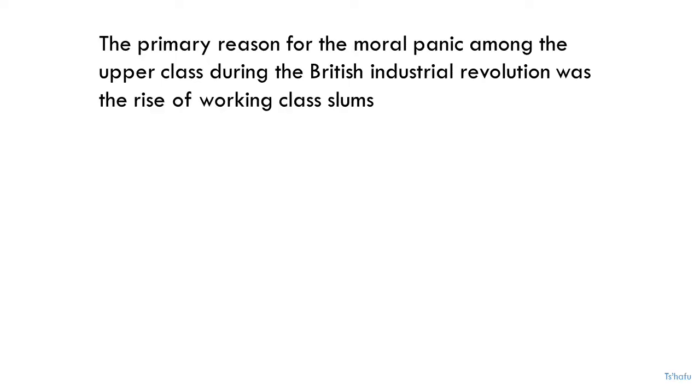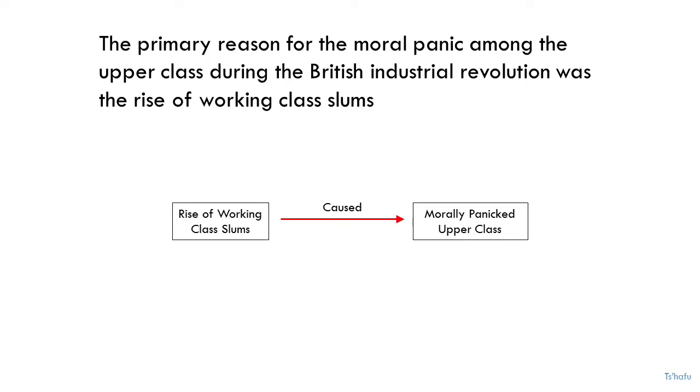So here's the thesis. By now, you should probably see this and it should look very familiar to you. The primary reason for the moral panic among the upper class during the British Industrial Revolution was the rise of the working class slums. And here's how we illustrated it visually in terms of its underlying structure.